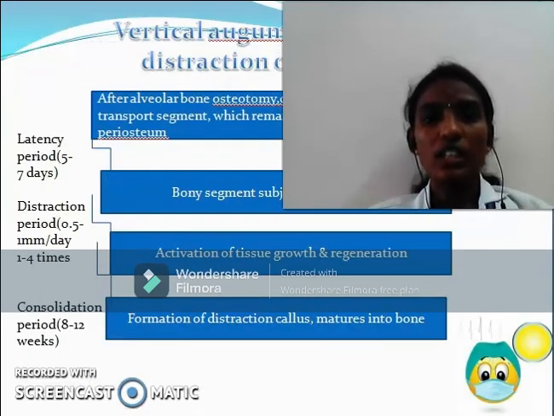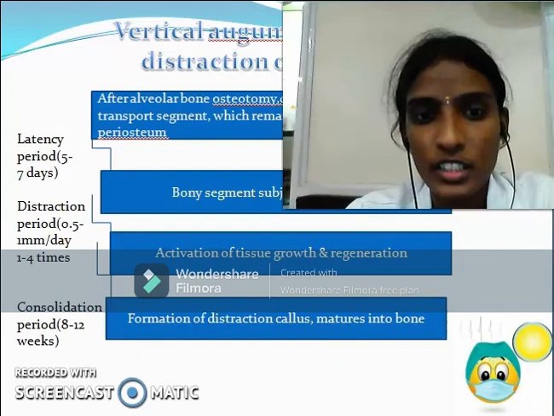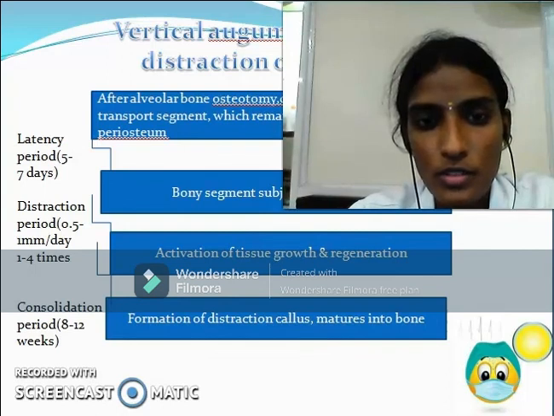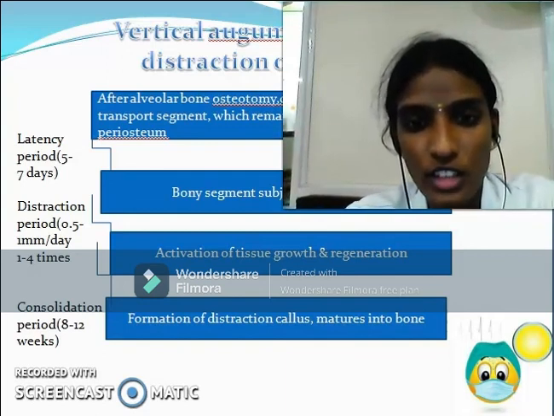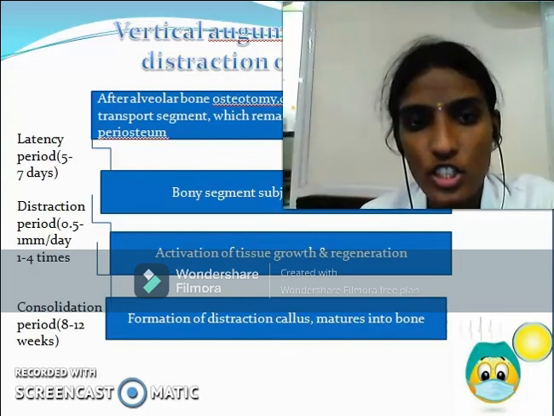Vertical augmentation with distraction osteogenesis: a latency period of 5 to 7 days, a distraction period of 0.5 to 1 mm, 1 to 4 times per day, and a consolidation period of 8 to 12 weeks. In alveolar distraction, the osteotomy device moves the transport segment after the latency period, at 0.5 to 1 mm per day in 1 to 4 activations. The bone segment is subjected to traction, activating tissue growth and regeneration. In the consolidation period of 8 to 12 weeks, the distraction callus forms and matures into bone.